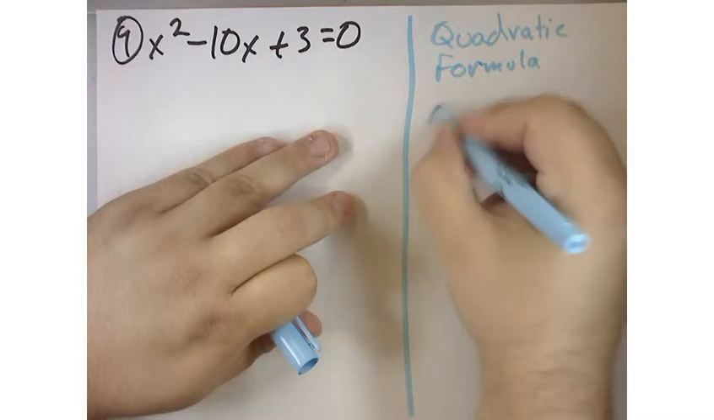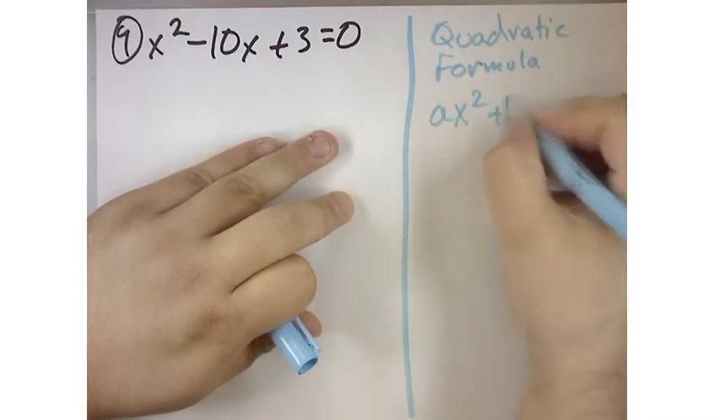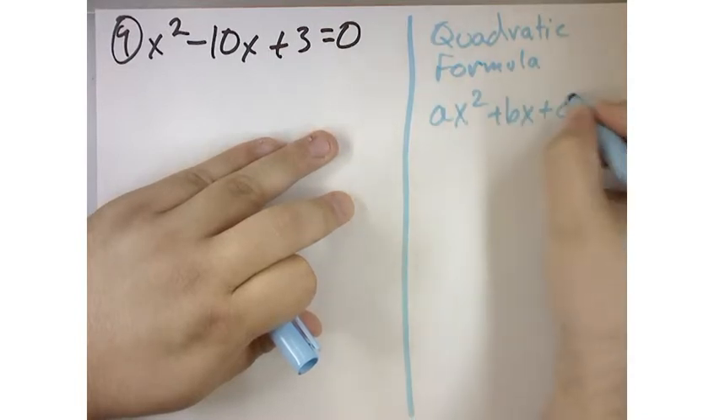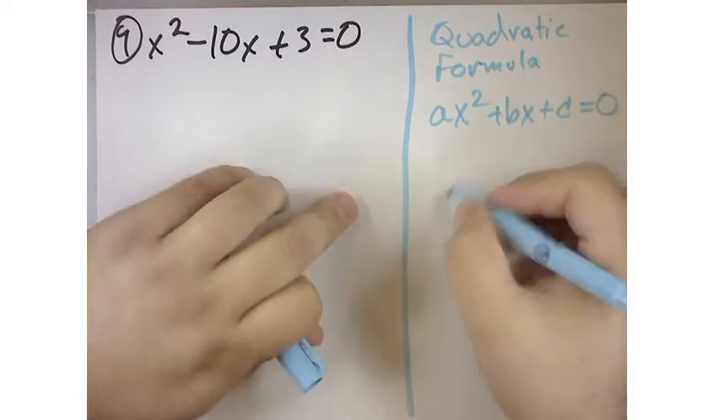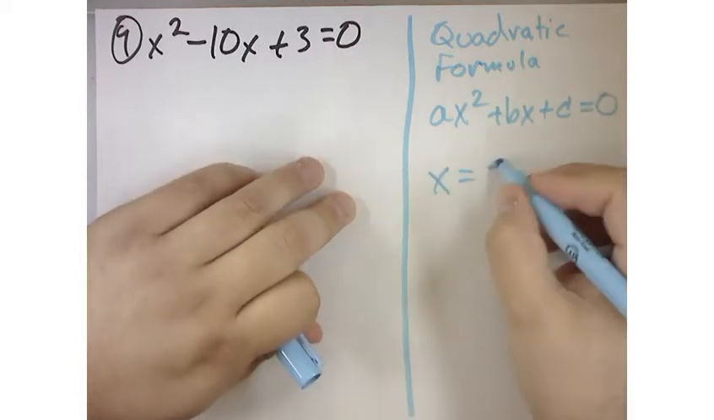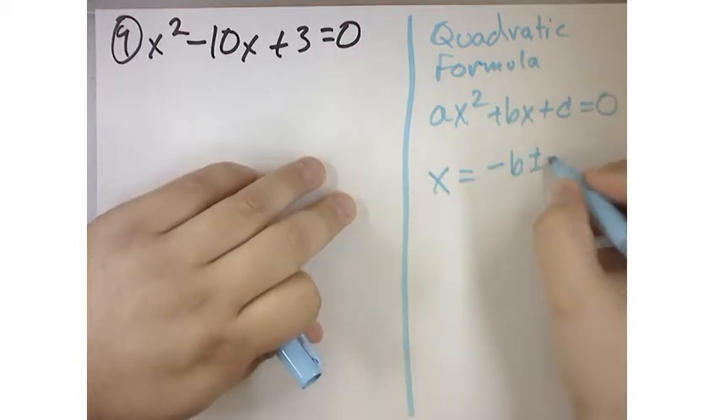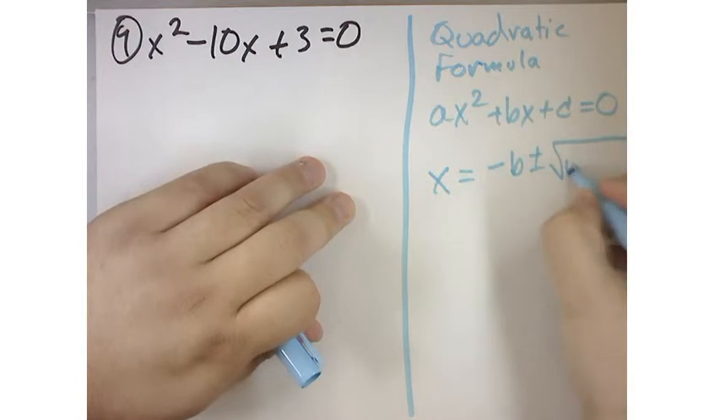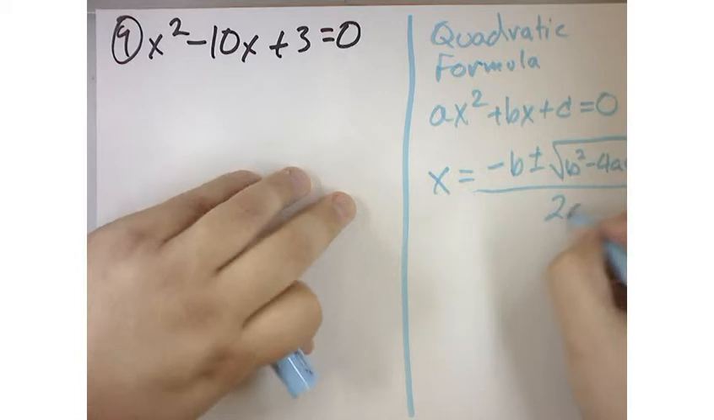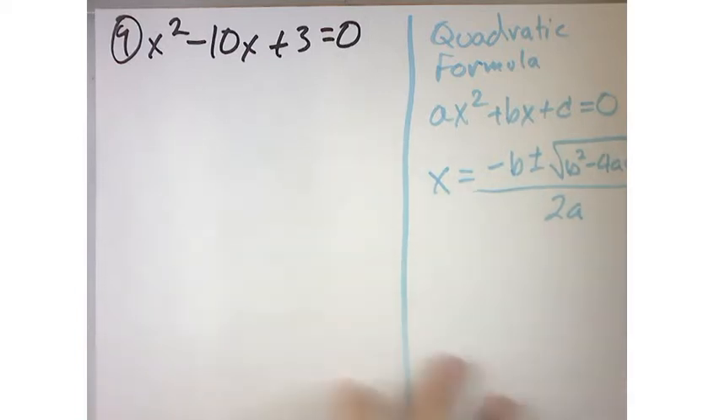we need a times x squared plus bx plus c is equal to 0. And if that's the case, we get x is equal to negative b plus or minus the square root of b squared minus 4ac all over 2a. Okay? That's how that works.